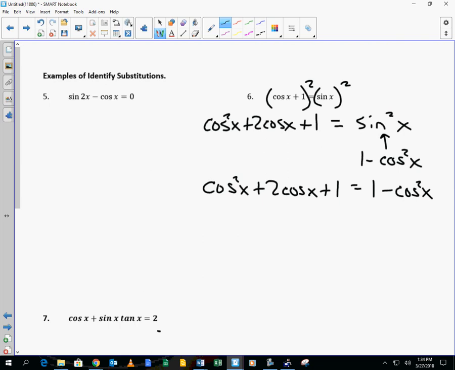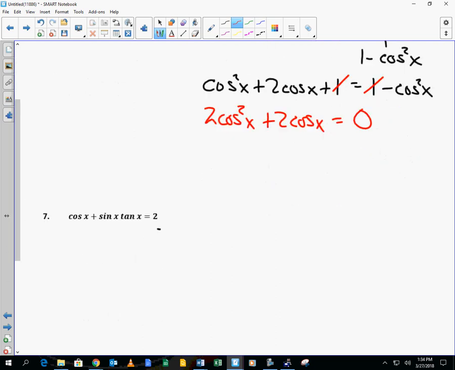What do I do to both sides? Sure, subtract the 1's. Those are gone. And so I have 2 cosine squared of x plus 2 cosine of x is equal to 0 when I add that cosine squared over. Now what? 2 cosine of x times cosine of x plus 1 is equal to 0.